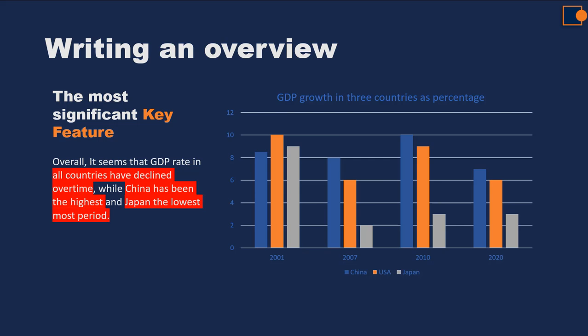Overall, it seems that GDP rate in all countries have declined over time, while China has been the highest and Japan the lowest most periods. So this is how you should organize.